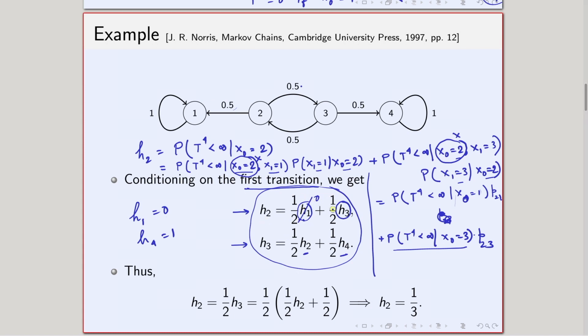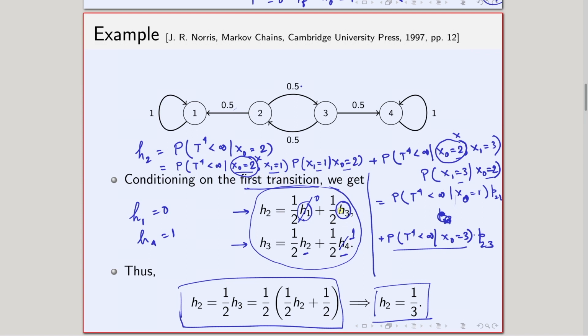I have H2 equals to half of H3, and then H3 I can write from here. So H3, again this quantity is 1, so H3 is basically half H2 plus half. Okay, H3 equals to half H2 plus half. From here I just plug in here. Now I have an equation in H2. I can solve for H2, and if you solve, you will find it is nothing but H2 equals to 1 by 3. So we got that H2 equals to 1 by 3.